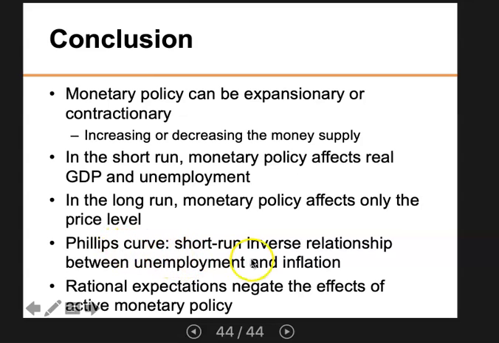And then we look at the Phillips curve. The Phillips curve in the short run shows the inverse relationship between unemployment and inflation, but because of rational expectations, the effect of monetary policy, this active monetary policy, is negated. Okay, all right, we are done with this chapter.